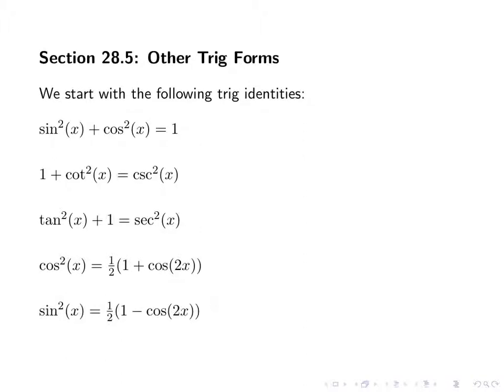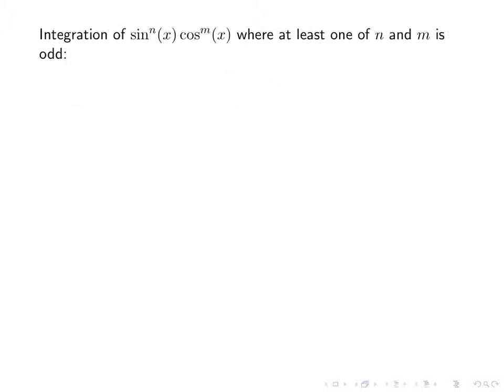So cosine squared and sine squared rewritten as forms of cosine of 2x. Those are going to be useful in a little bit. So we're going to need these 5 in order to make integration easier. The first thing we're going to start off with is integration of things of the form sine to a power, cosine to a power, where at least one of the powers is odd.